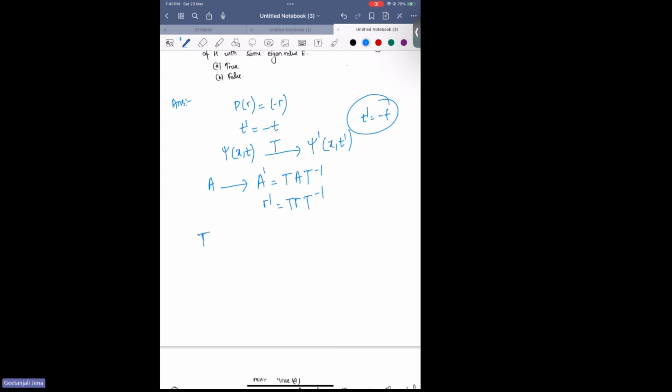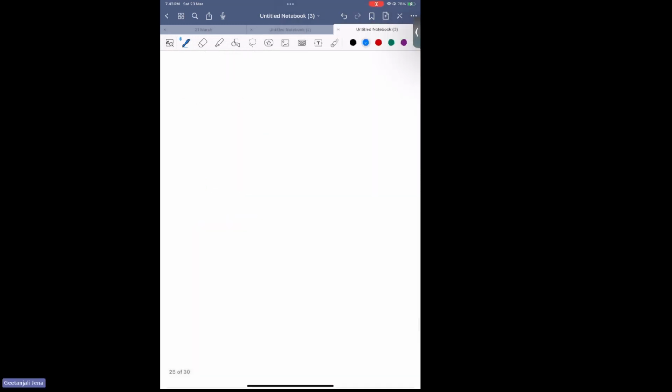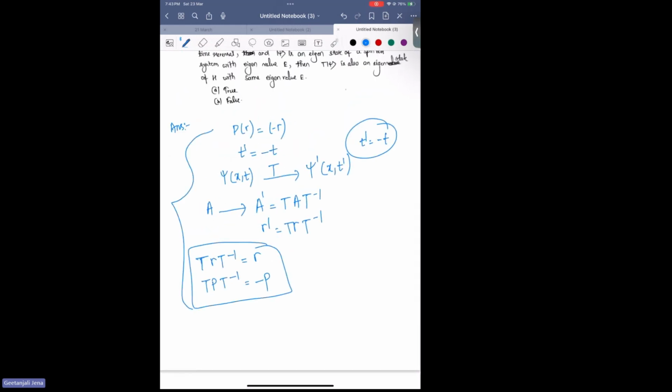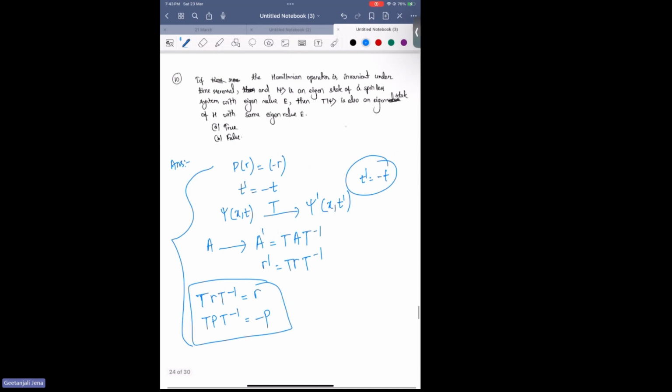Some of the properties of this time reversal symmetry are these: if you have the position operator, then this transformation is equal to r only. And if you have, let's say, momentum, then this transformation will give minus p. So these are the properties of time reversal symmetry. These are not required for this question, but I have mentioned them so you can use them in other questions also. So let us see what is given in our question.